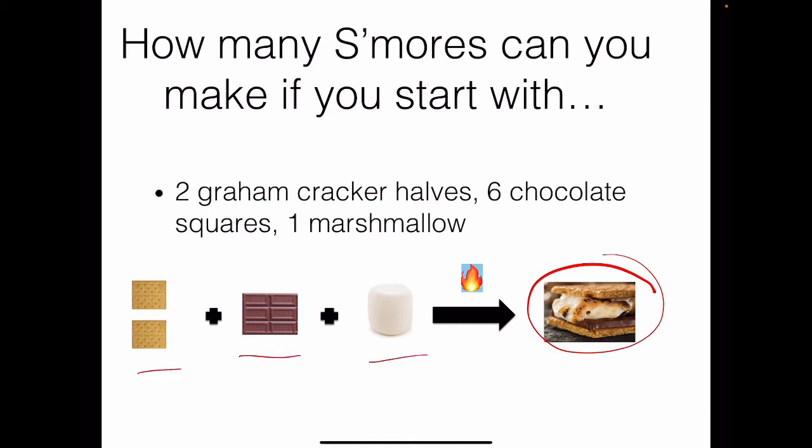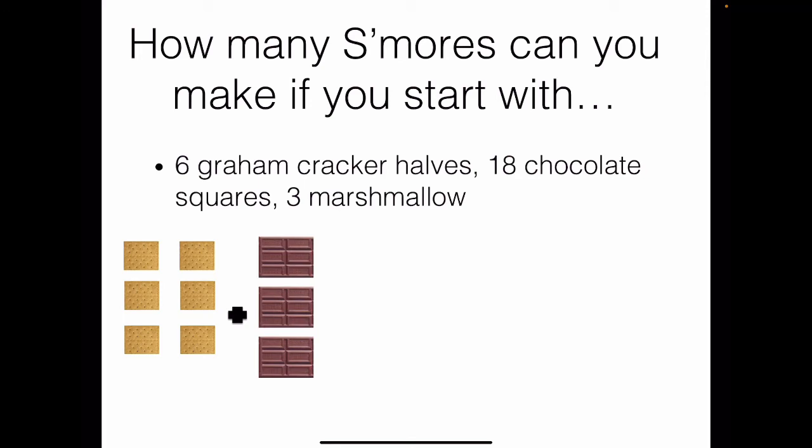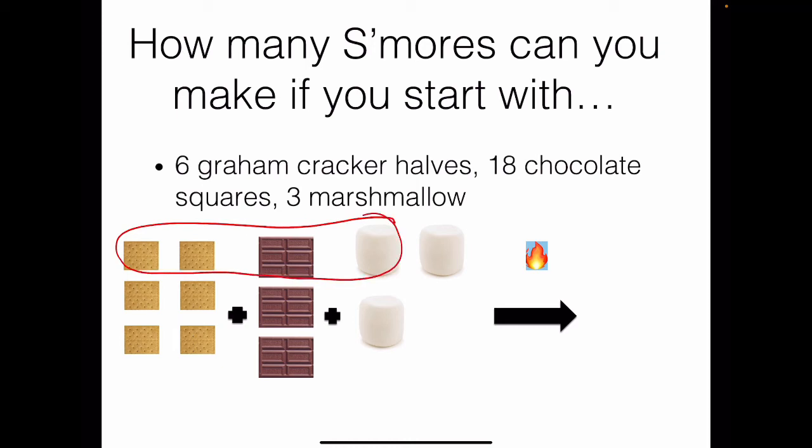So this is our recipe: 2 graham cracker halves, 6 mini chocolate squares, and then 1 marshmallow makes 1 s'mores. Now, if we have 6 graham cracker halves, 18 chocolate squares, and 3 marshmallows, how many s'mores can we make? So we go through the same process of adding heat to complete the recipe. So we can see that this will give us 1 s'more.